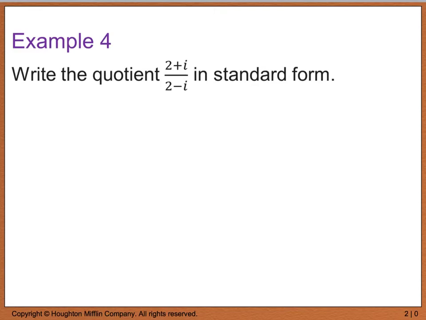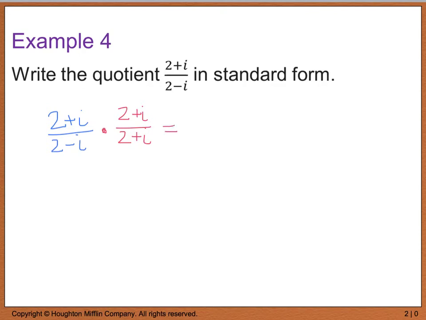Example 4 says to write the quotient in standard form. Now the thing with the quotient is we don't want a complex number in our denominator. So the only way we can get rid of a complex number is to multiply it by its complex conjugate. So in other words, we need to multiply this fraction right here by the complex conjugate of the denominator in order to get that to cancel. So I'm going to multiply this by, and the complex conjugate of the denominator is 2 plus i, and I have to multiply both the numerator and the denominator by that so that I'm really multiplying by 1.